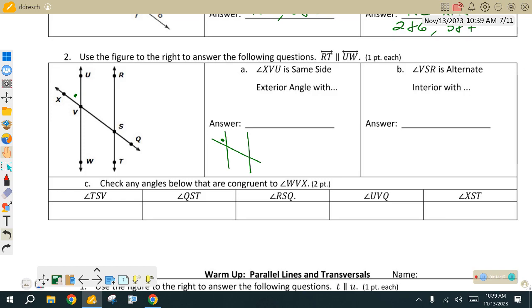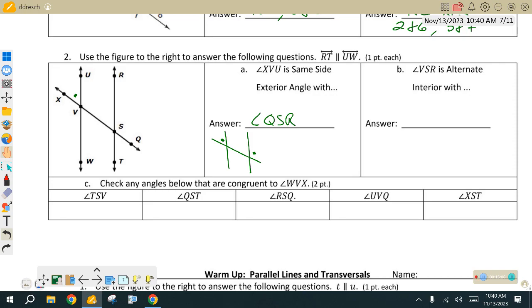That means it has to be this angle there, right? XVU with same side exterior. And as you trace it out, now we can name it. QSR, QSR. So the angle you should have said was QSR. And like you said, we can always reverse it. RSQ would have also been correct. But S has to be that vertex inside of there. That was the only possibility. RSQ or QSR, we can reverse that same angle.